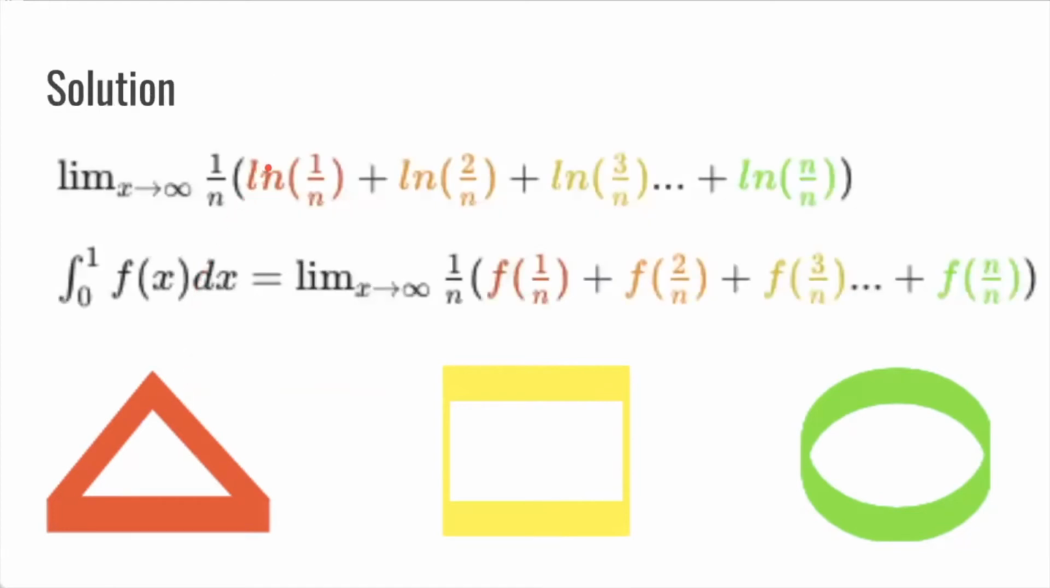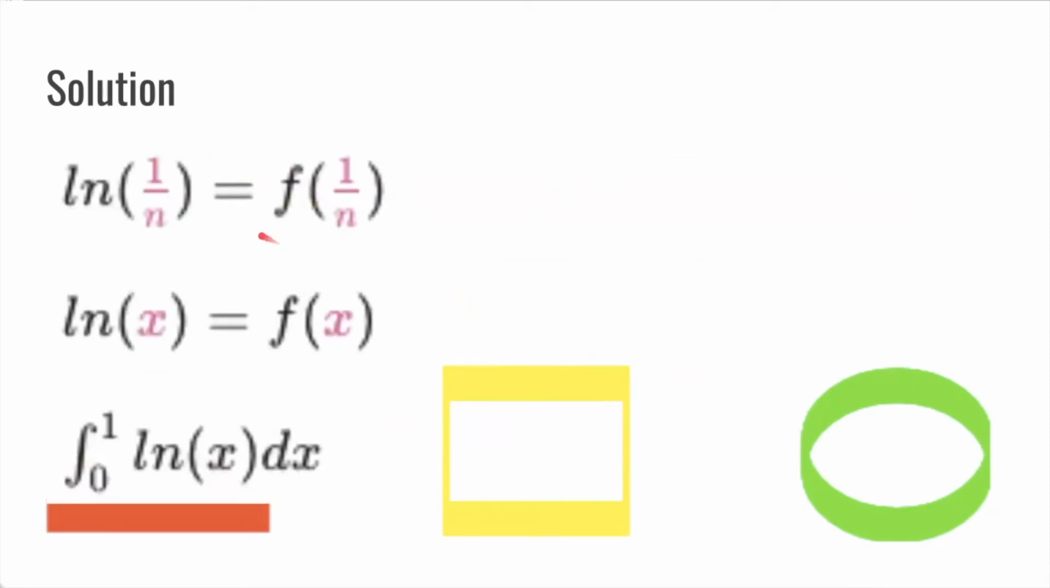So notice that each term is equal. So ln of 1 over n is equal to f of 1 over n. Ln of 2 over n is equal to f of 2 over n, and so forth. So you replace every occurrence of 1 over n with x. All right, so you found f of x, and you want to solve for the definite integral from 0 to 1 of f of x dx. So if you got to this point right over here, then you already got the answer. I didn't ask you to evaluate this definite integral, but we can evaluate it together.